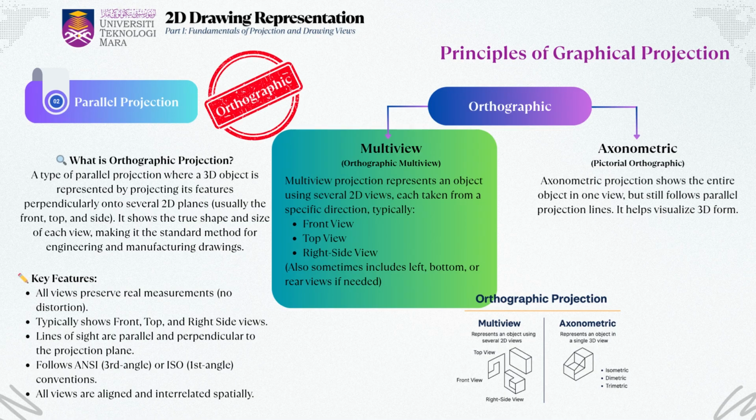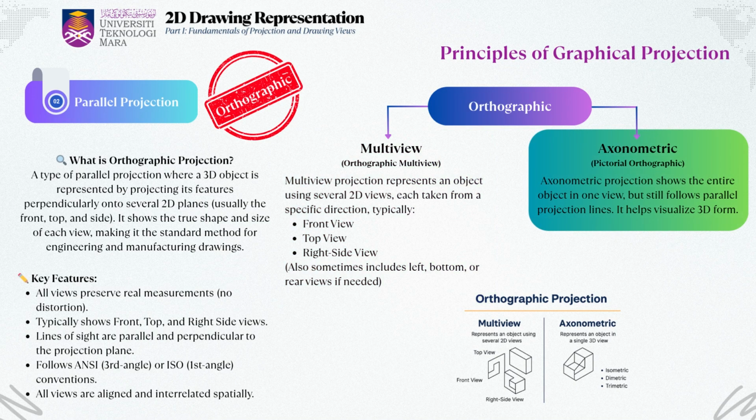This kind of layout is very standardized, following ANSI or ISO rules, so people anywhere in the world can understand the same drawing. Then we have axonometric projection, also called pictorial orthographic. This projection still uses parallel lines but presents the entire object in a single 3D-like view. This helps you visualize the form of the object more easily, even though it's not as precise for dimensioning. Axonometric includes isometric, dimetric, and trimetric types, depending on how the axes are angled.